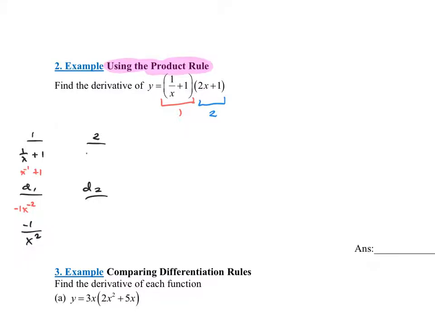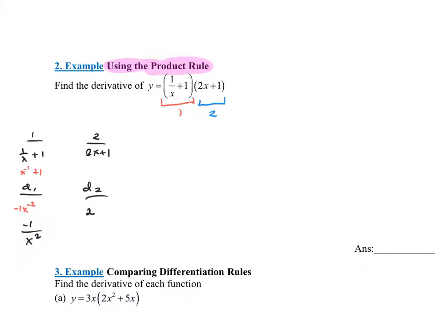The second term was simply 2x plus 1. Well, what's the derivative of 2x plus 1? That'd be 2 times 1, which is just 2, and then the derivative of 1 is 0. So the derivative would simply be 2. The derivative of 2x plus 1 is 2.